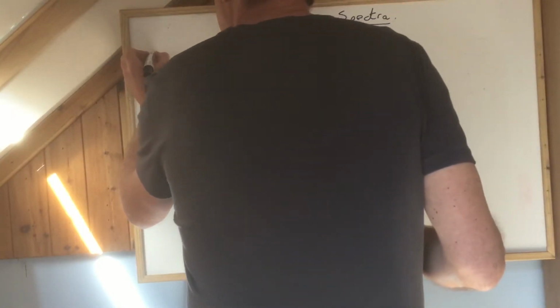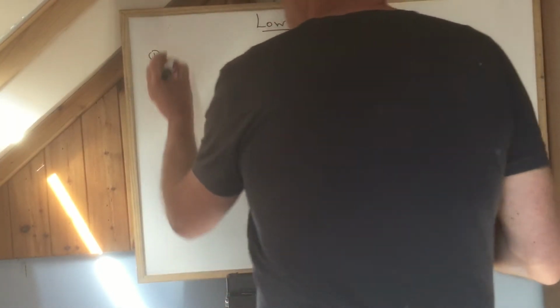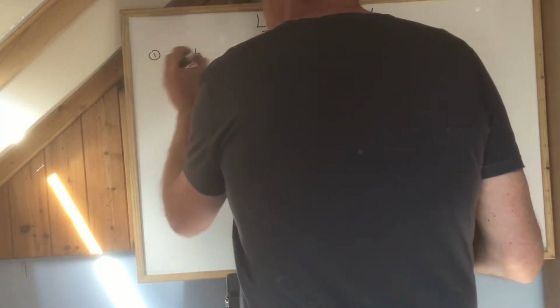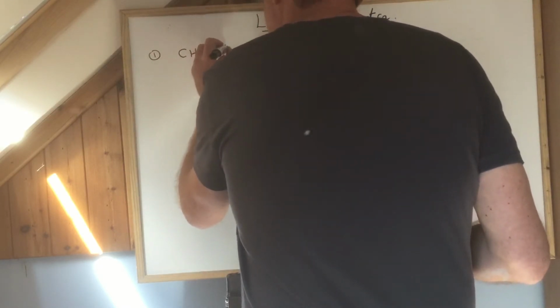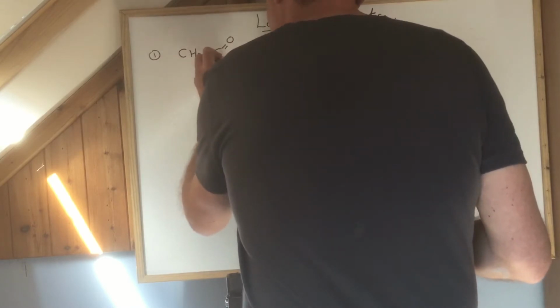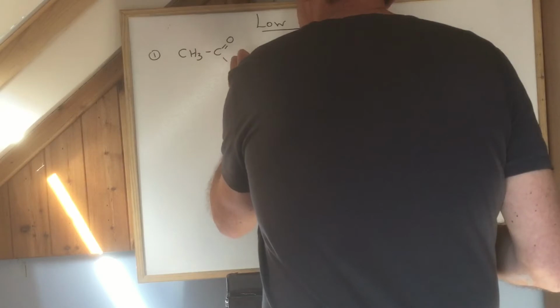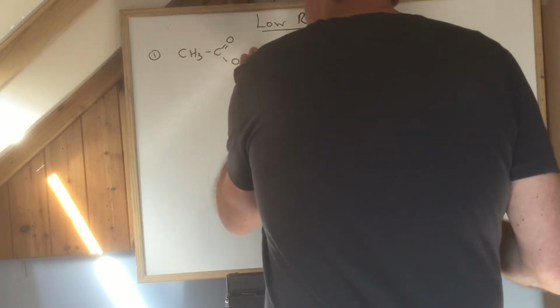Okay, so number one, let's have a look at this. An ester, classic ester, CH3C double bond O, single bond O, CH2 CH3.